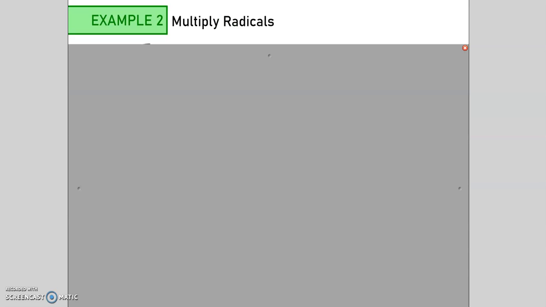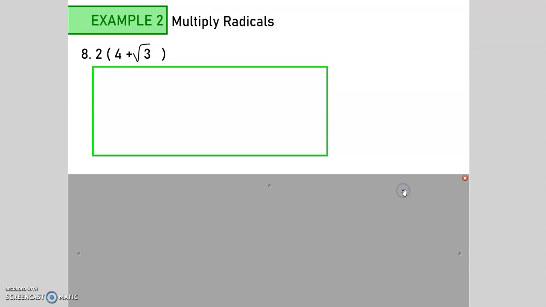So we're going to start with that first, this next example, so you can continue your notes from the last video, which was example 1. Here is example 2. So let's take a look at multiplying radicals. So what do we need to do? Here it says 2 times 4 plus the square root of 3.